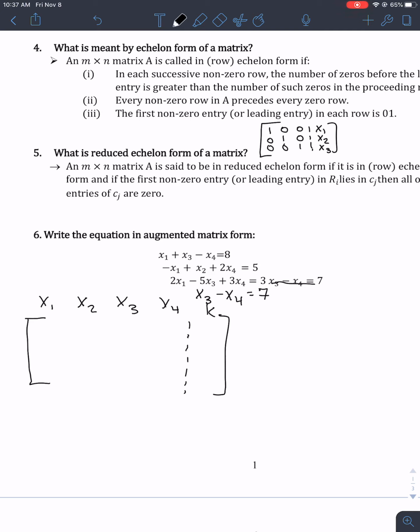So for this, for x1 we have 1, -1, 2, and they don't have any in the fourth equation. For x2, we have 0, 1, 0, 0. For x3, we have 1, 0, -5, and 1. For x4, we have -1, 2, 3, and -1. And our constants are 8, 5, 3, and 7. So that's how you write it as an augmented matrix.